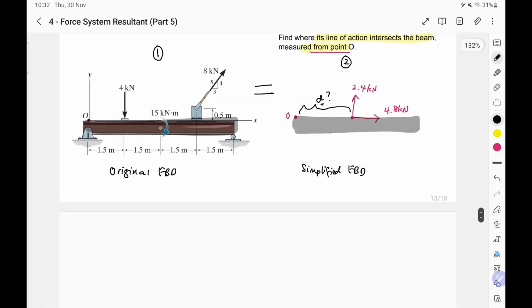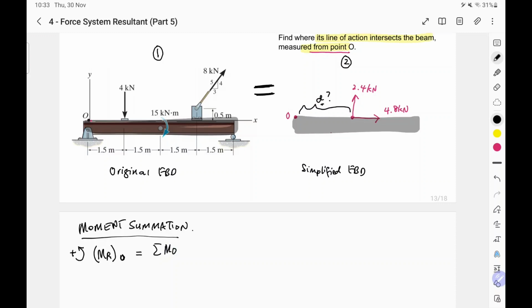Okay, basically based on these two figures, you kena apply moment summation dan buat comparison di antara gambar belah kiri dengan gambar belah kanan. Sebab kita boleh katakan bahawa the system or the free body diagram on the left is actually equivalent to the free body diagram on the right. So, kita buat comparison. Comparison apa yang kena buat? Okay, in the moment summation, assuming the counterclockwise to be positive, the resultant moment relative to point O mestilah sama dengan summation of moment relative to point O.